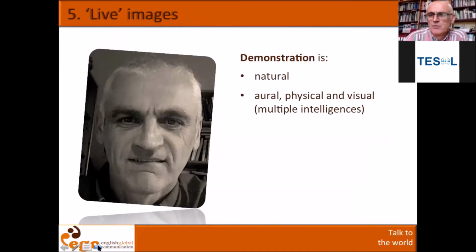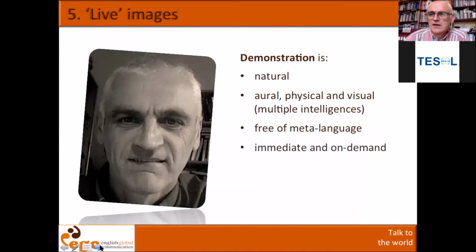There's movement, there's physicality, it's visual. You can hear it. So this is good. We know this helps the brain. It's free of meta-language. It's really interesting. You don't need any language, you just need the demonstration. Compared to the Gimson explanation at the beginning, demonstration is massively powerful. It's immediate and on demand. So anytime a student needs a demonstration or they just need redirecting, we can do it now, we can do it for them when they want.